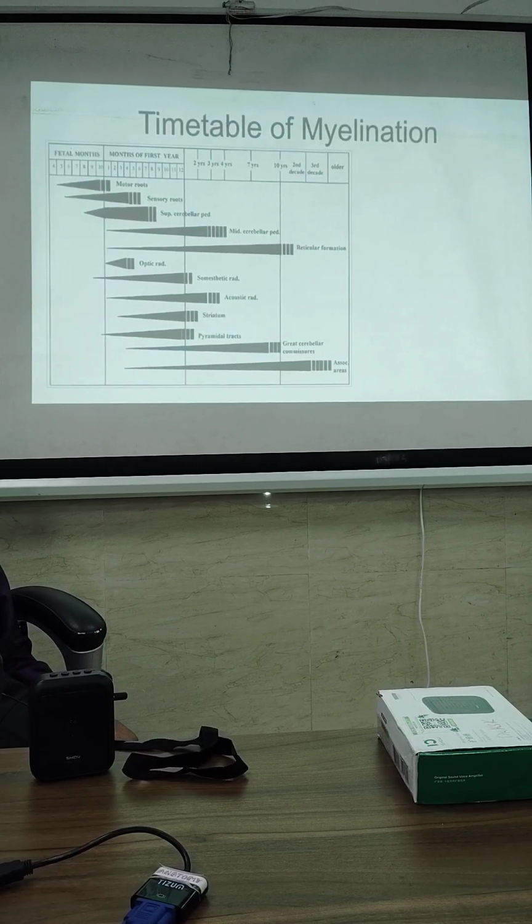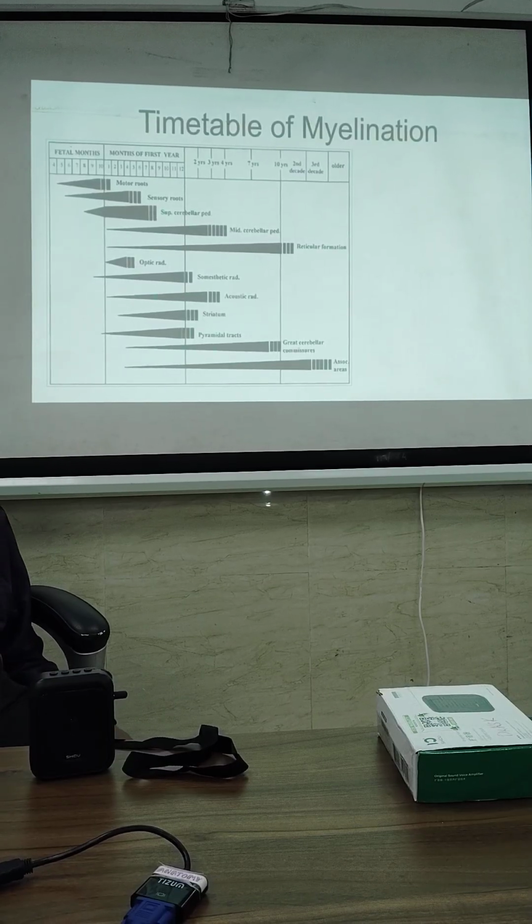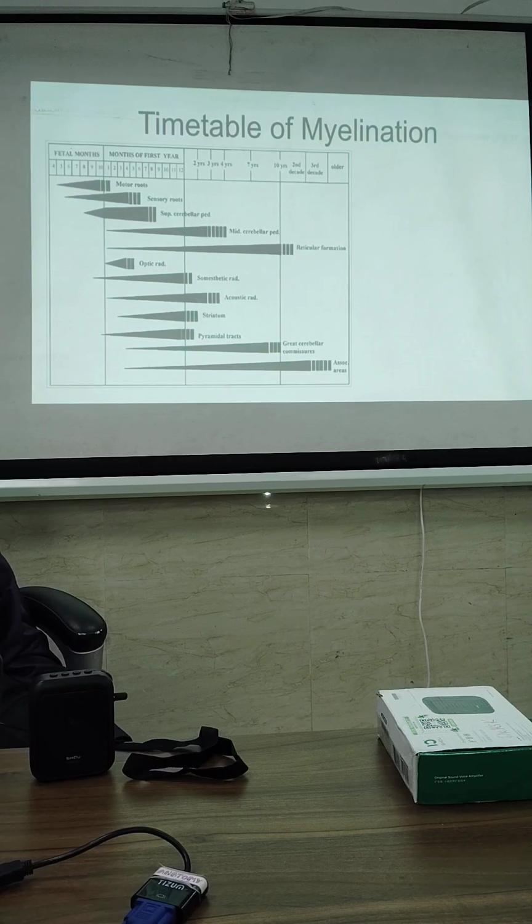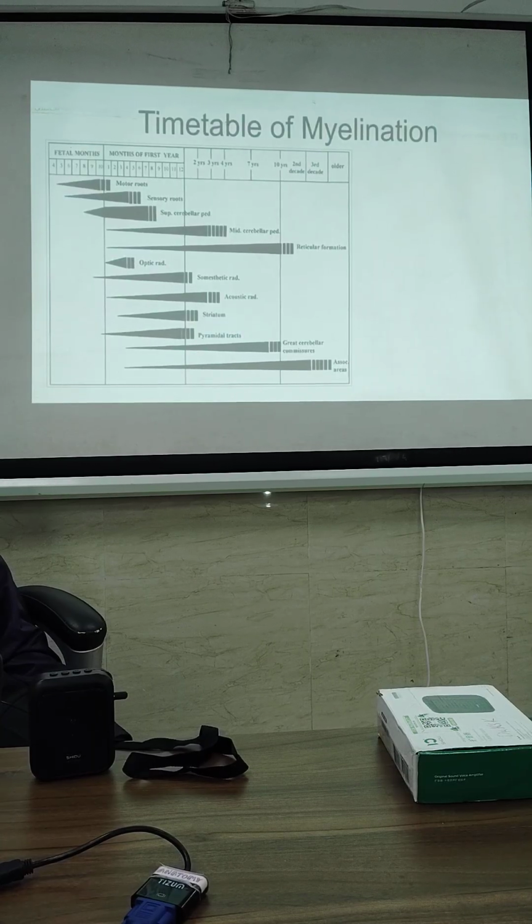Timetable of myelination. Here, I wanted to focus on the first two. The motor roots have started myelinating just before birth. Sensory roots take a little longer time to myelinate.